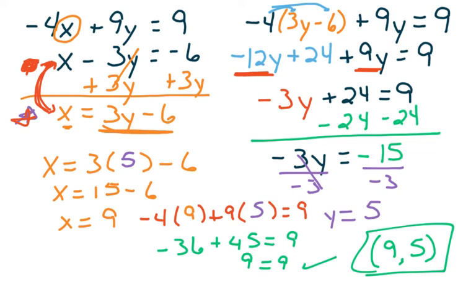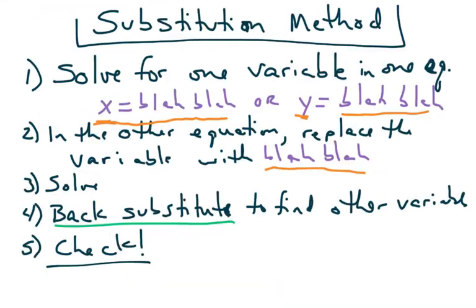So that is our substitution method. Remember, we solve one variable in one of the equations, so we either have x equals blah blah or y equals blah blah, and we go into the other equation and we replace either the x or the y with that blah blah, and we solve. Then you go back to find your other variable, because remember, you're going to have two solutions, an x and a y, and then always check. No reason to get these wrong, because you can always check to make sure that you have it right. And be careful of your negatives.